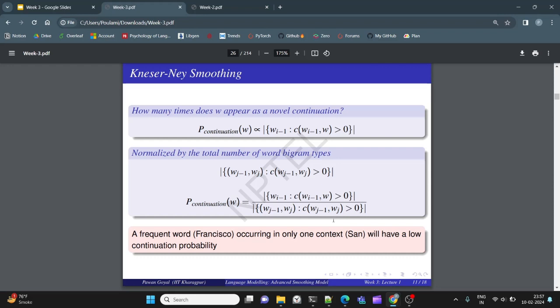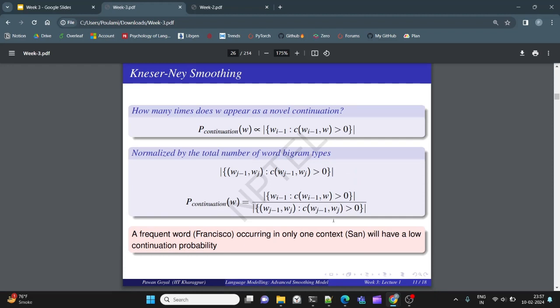So this is the intuition. In the absolute discounting interpolation that we saw just before this, instead of taking the unigram probability, we can take the continuation probability, which is more intuitive. If we take this, then a frequent word like Francisco, which is occurring in only one context, San, will have a much lower continuation probability. So this is the idea behind Kneser-Ney smoothing.